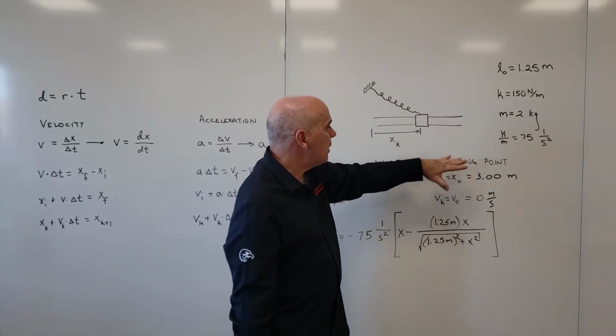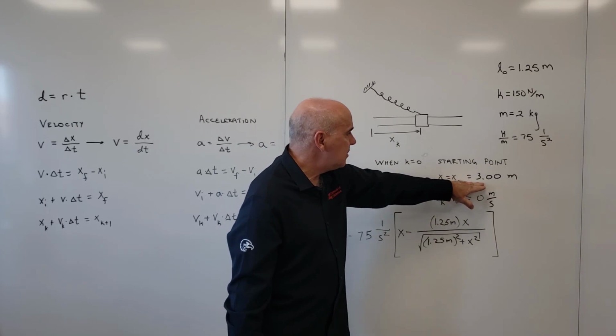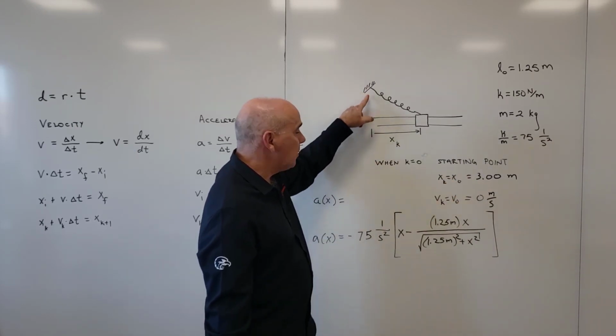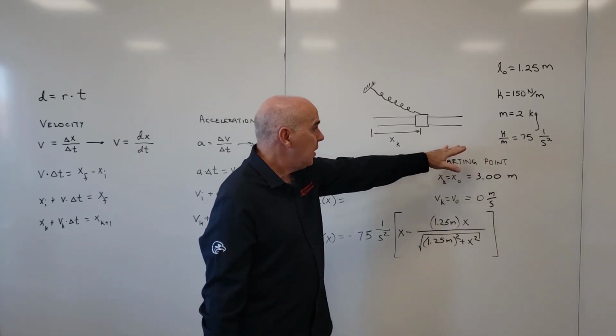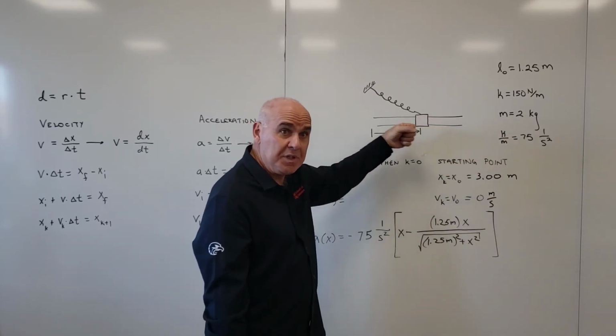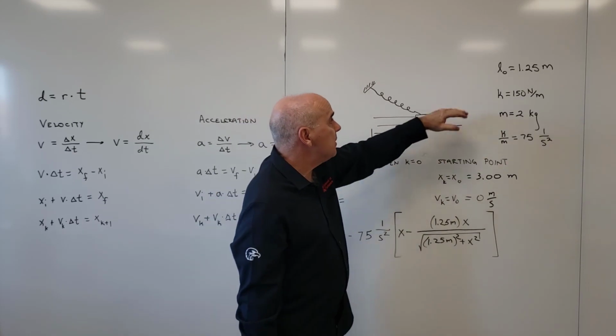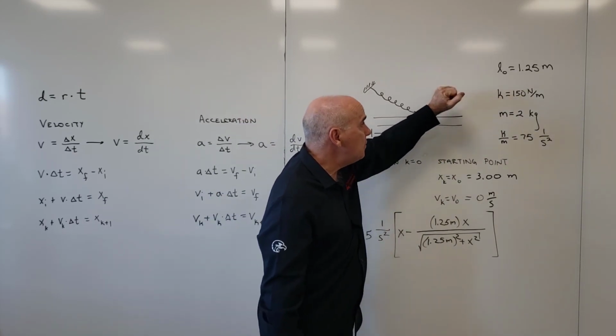And so we're going to start it off with an initial distance of 3 meters. That's measured from just below this point on the spring. So I drag it all the way over here to a point 3 meters out. I'm going to let go, and of course the spring is going to pull it back. Again, the spring has an unstretched length of 1.25 meters.